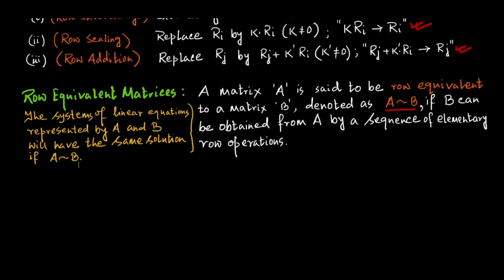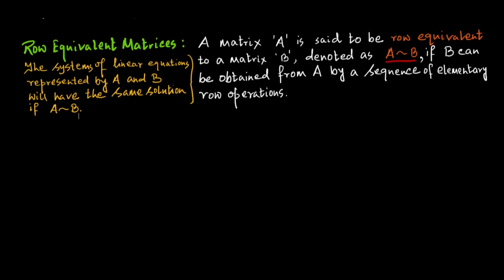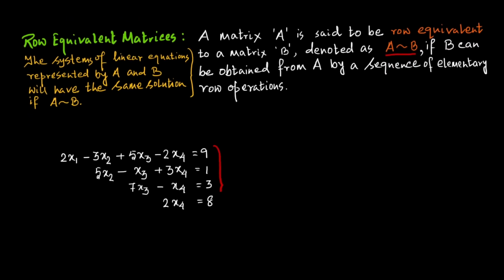Now, let us consider the following system of linear equations given by this. You can understand that solving this system of linear equations is pretty simple. We will find x4 from the last equation. From the last equation, we get x4 is equal to 4. We will simply plug in the value of x4 in the third equation, and we will find x3. Quickly calculate and tell me what x3 will be. x3 will be equal to 1.